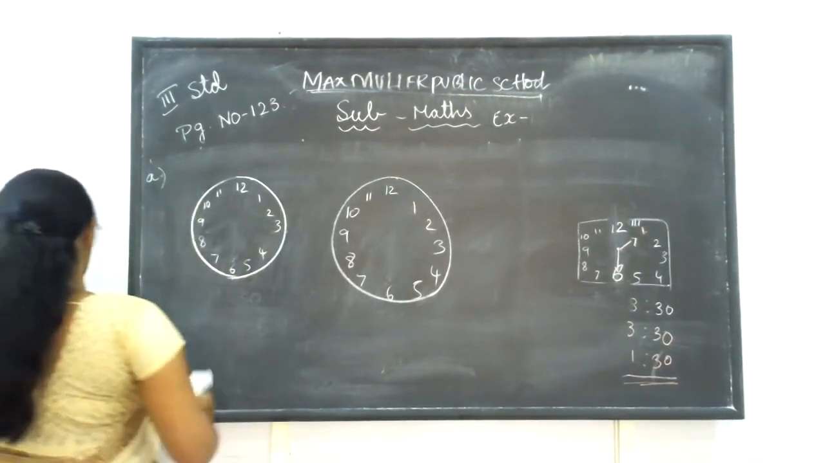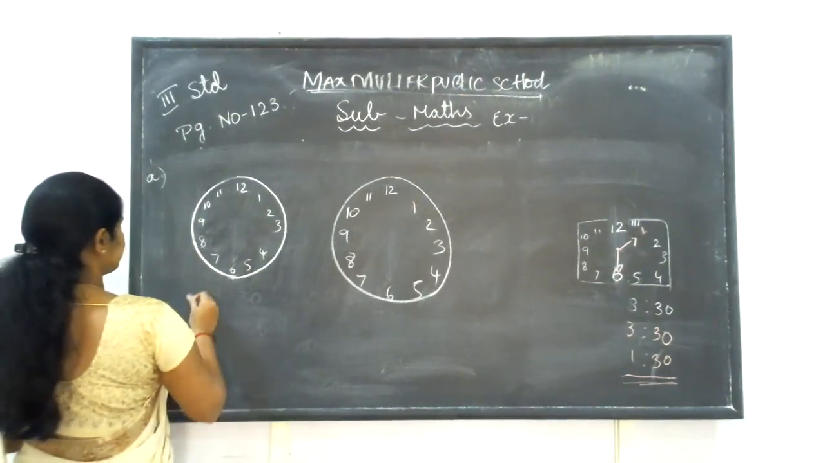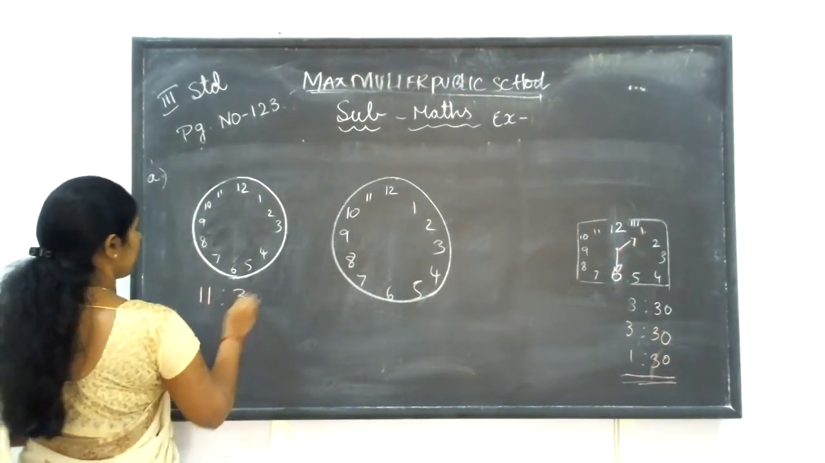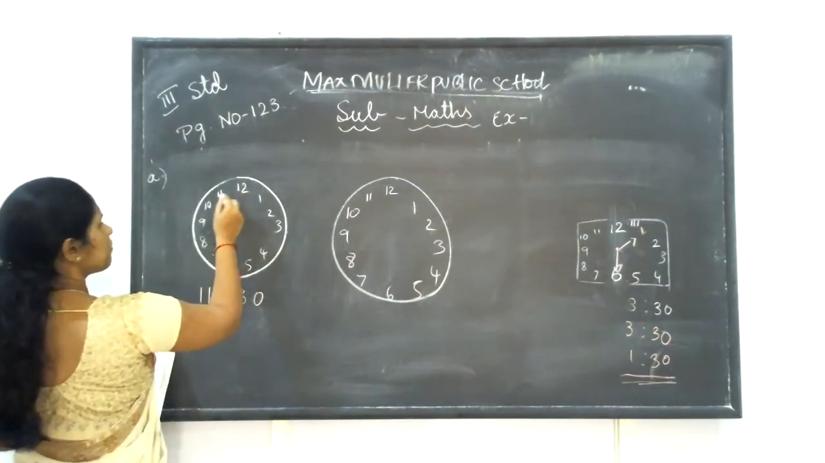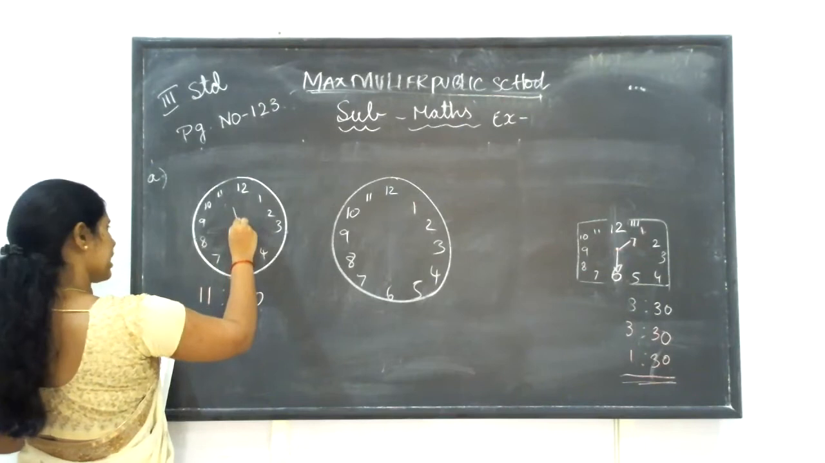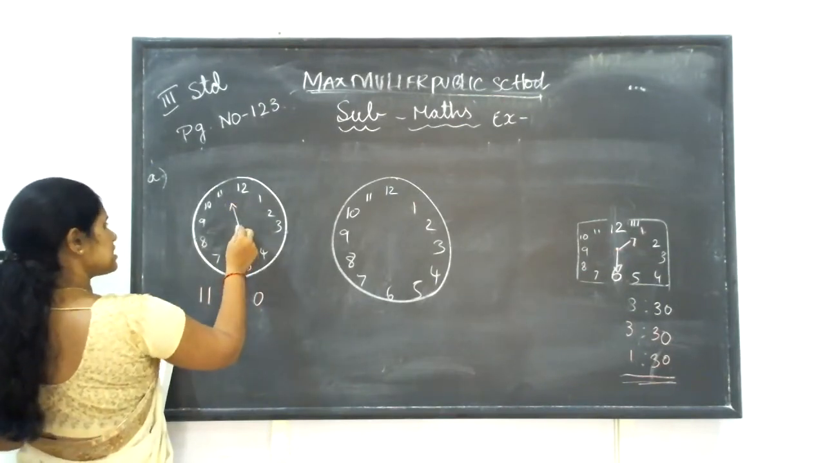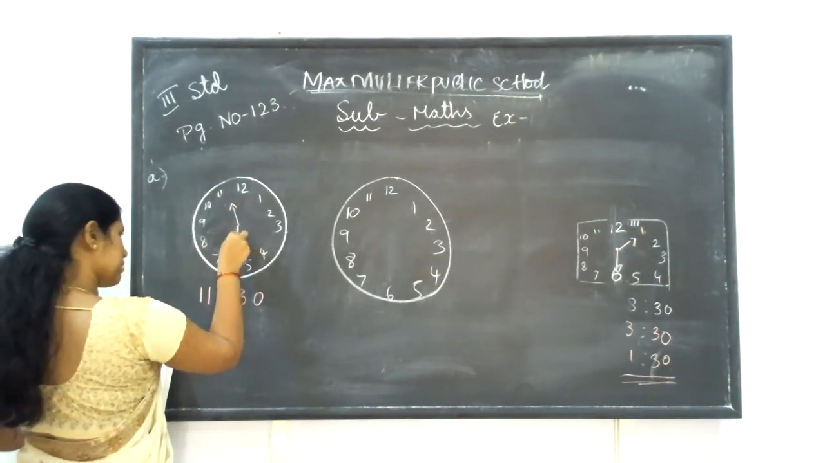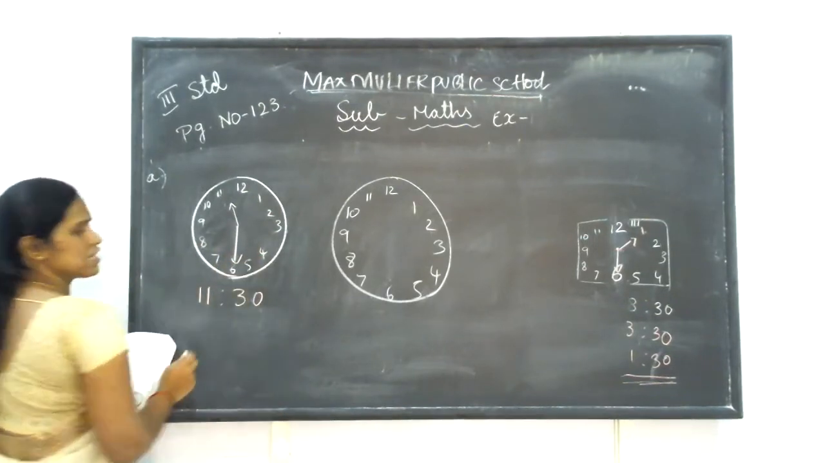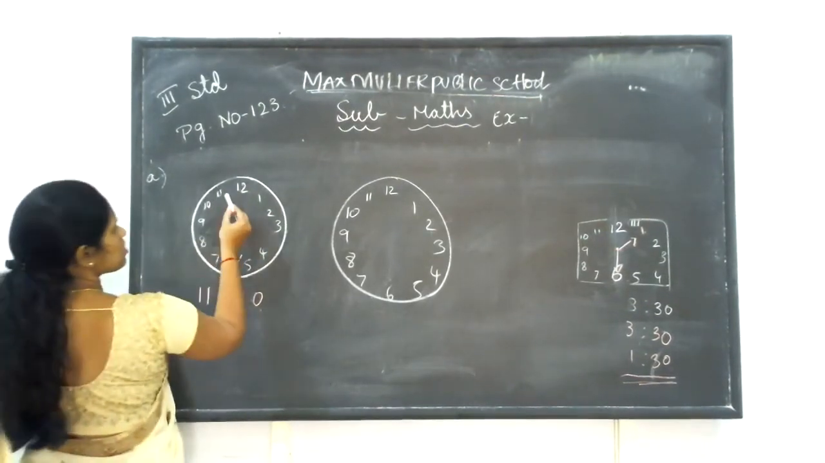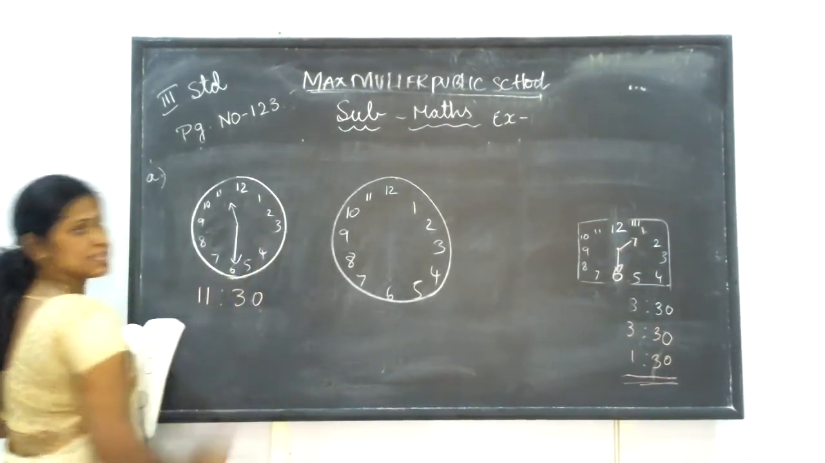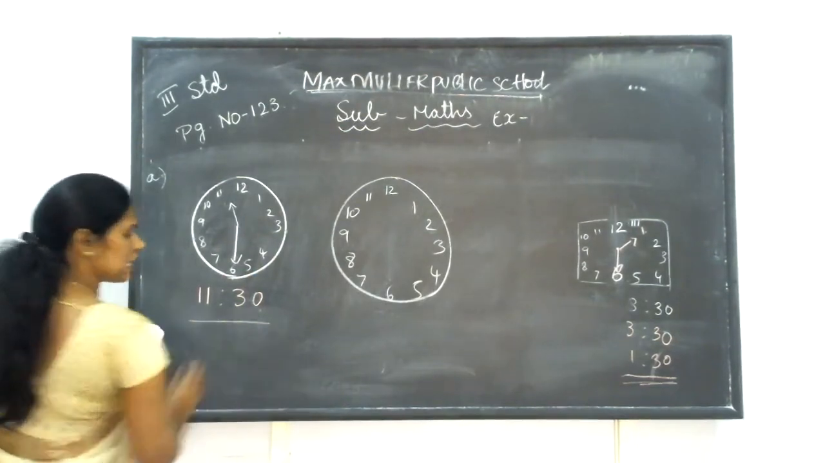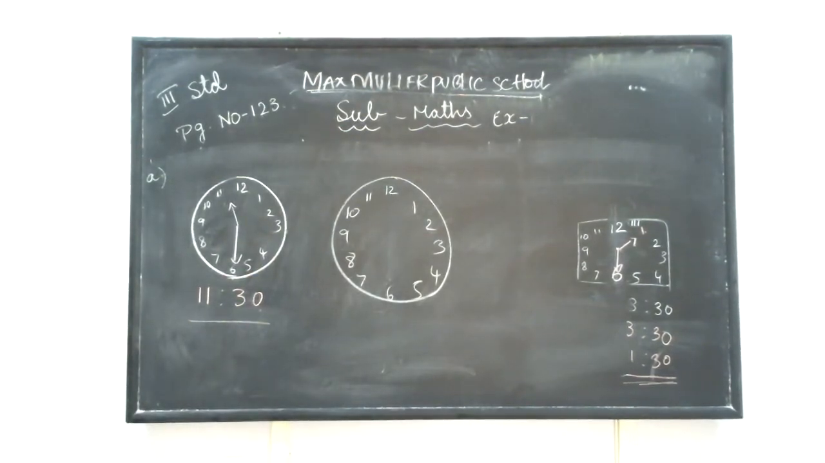The first one, they have given 11:30. 11:30 means you have to draw the short hand in between these two numbers, 11 and 12. The long hand should be directed towards 6. So what is the time? 11:30. First one, you do.